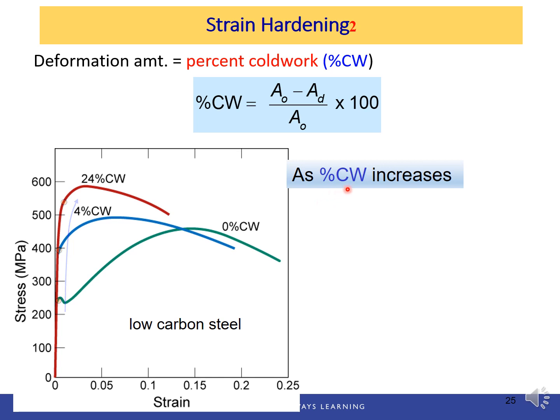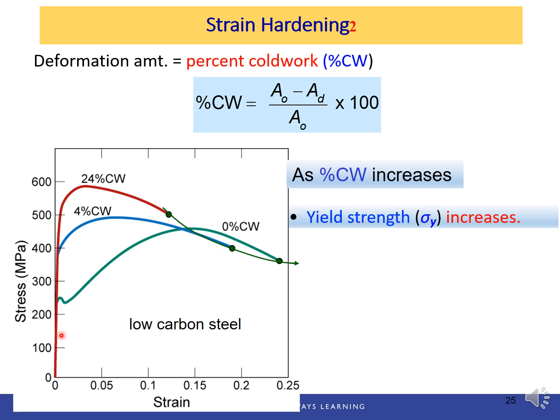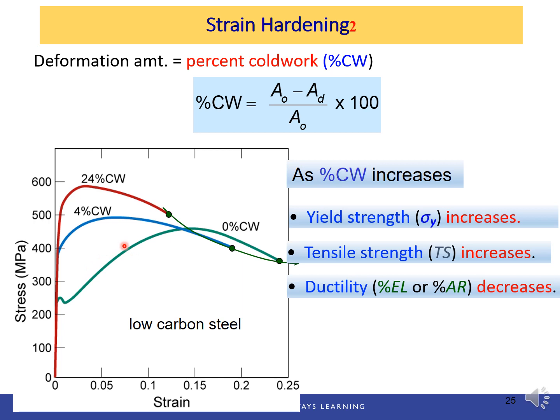As percent cold work increases, the yield strength increases. The tensile strength also increases, but the ductility, in terms of percentage of elongation or percentage of area reduction, decreases. This means, again, strain hardening will increase the yield strength and tensile strength, but will decrease the ductility of the material.